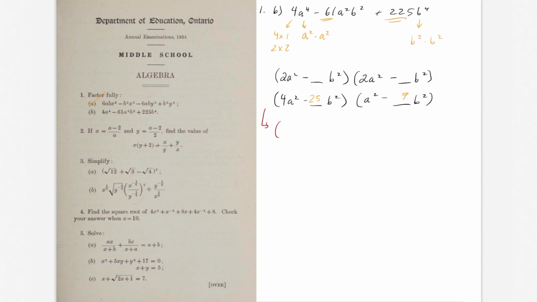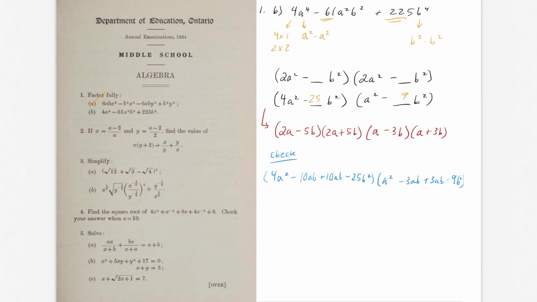But I didn't stop there, because I could factor this even further, since we have two differences of squares. We have 4a squared minus 25b squared. I can write this as 2a minus 5b times 2a plus 5b. Then we have a squared minus 9b squared. I can factor this difference of squares and write it as a minus 3b times a plus 3b. And now we can say that the original trinomial has been fully factored.